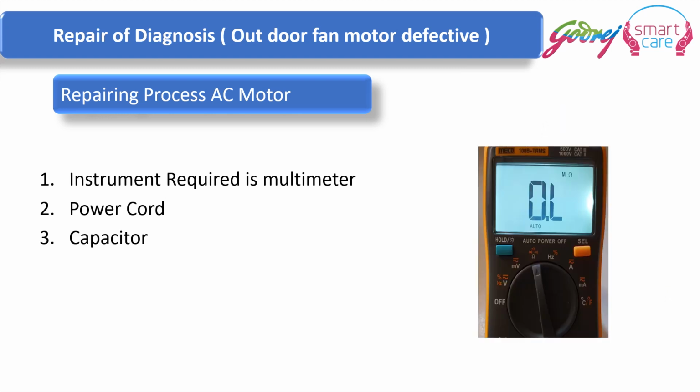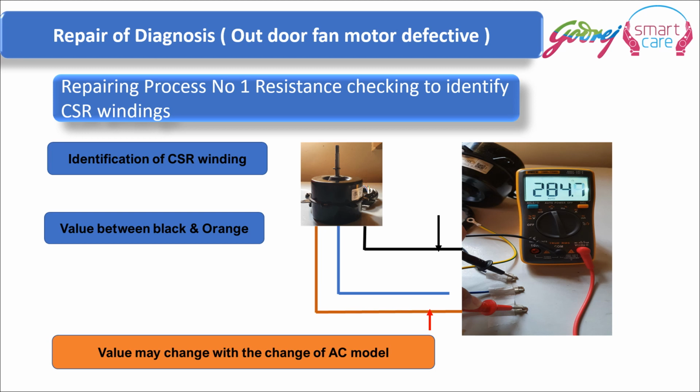The instruments required are multimeter, power cord and capacitors. We have to check resistance to identify C, S and R windings. Identification of CSR windings.